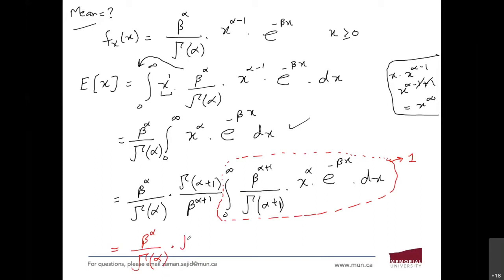Gamma function of this one, alpha plus 1 over my beta power alpha plus 1 and times 1. So by introducing these factors, I get rid of the integral here. So this is the form of the equation so far: beta power alpha over beta of alpha minus alpha plus 1 times the gamma function of alpha plus 1 over gamma function of alpha.